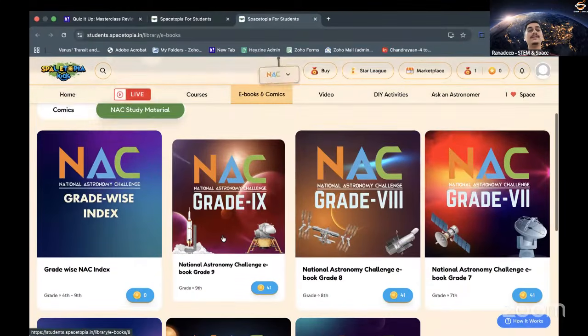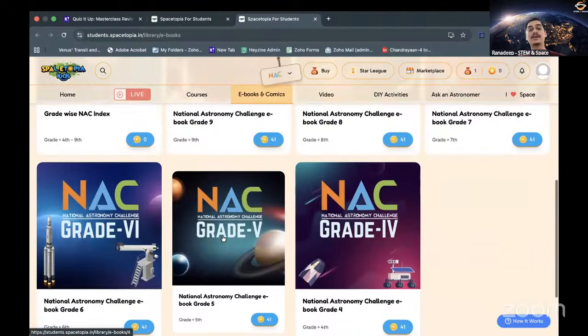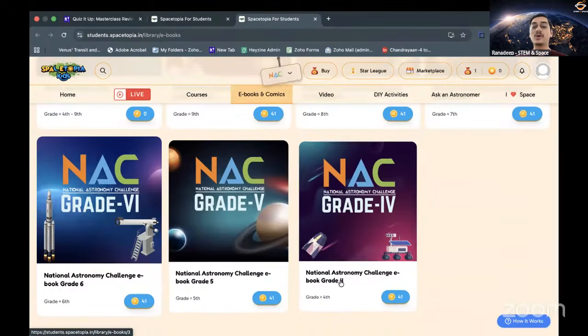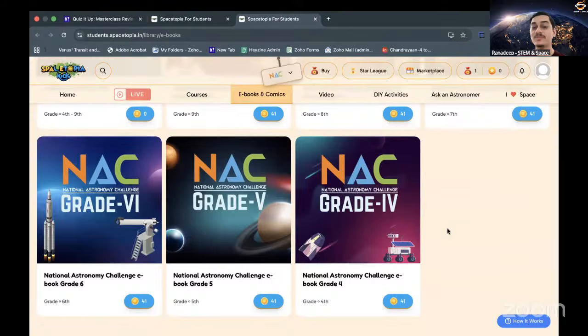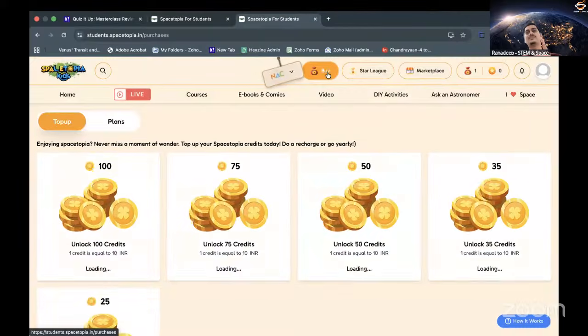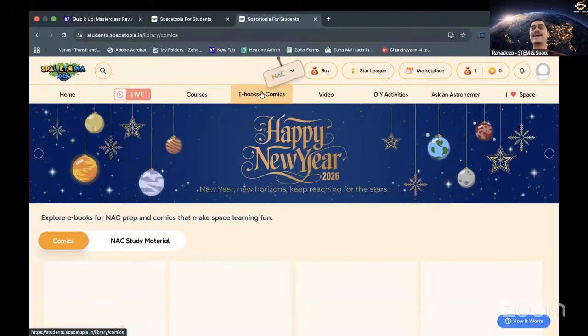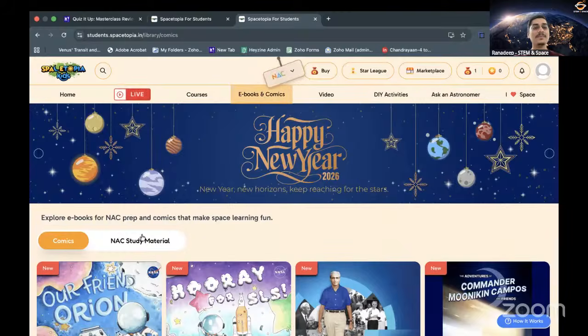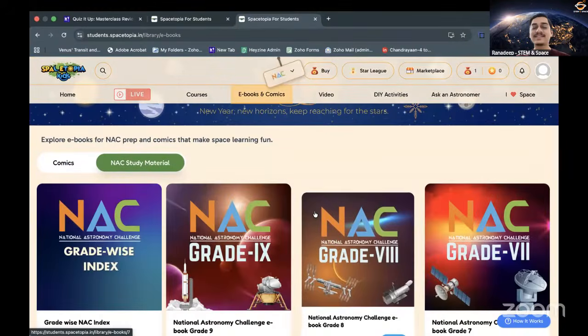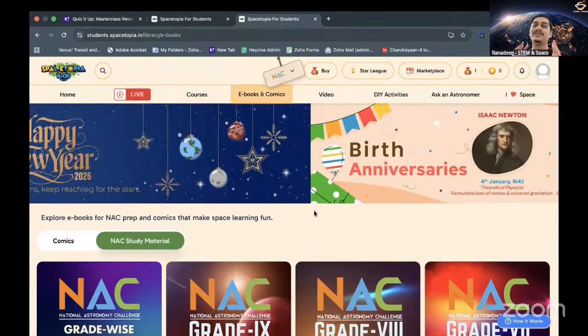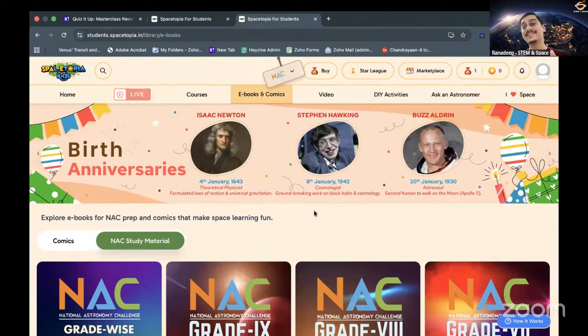Here you will be able to find the ebooks for various grades. Based on your grade, whether it is fourth, fifth, or sixth, you can just click on it and get that ebook for yourself. If there are fewer credits on your profile, you can get some credits using the buy option at the top. And trust me, this ebook can be really helpful in your final preparation and revision for your NAC Olympiad, as it covers all the different important topics that are really necessary for this Olympiad. So, just to give an icing on the top for your preparation for NAC, make sure that you go and get access to these ebooks so that you can maximize your chances of actually winning this NAC Olympiad on the national level.